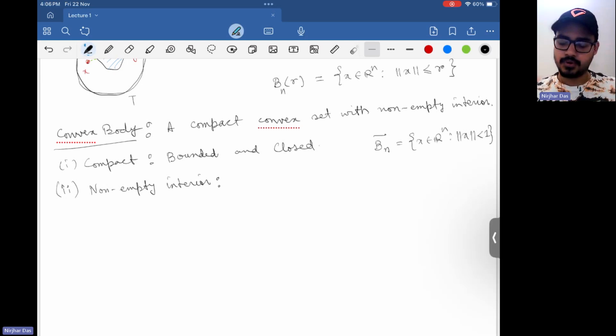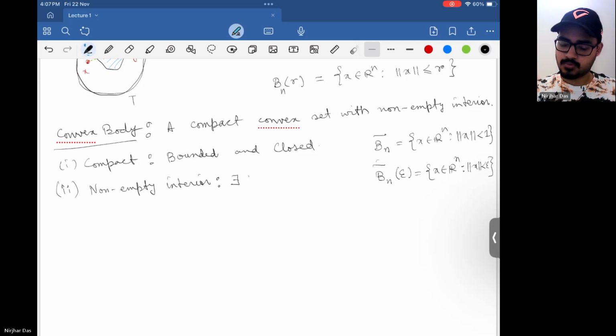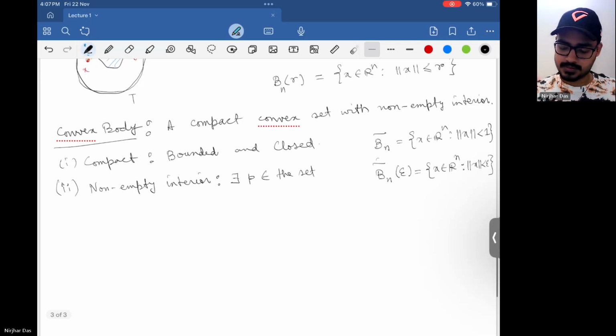That there is one point around which, if you take an open ball, so what is an open ball? Think of an open ball as actually this Bn over bar. So call this Bn over bar epsilon. This is my open ball of radius epsilon, right? So I'll say that non-empty interior basically means there exists a point P belonging to the set such that an open ball around P, how would that look? An open ball around P we will define as B over bar n P comma epsilon. That says all points which are at a distance at most epsilon from P.